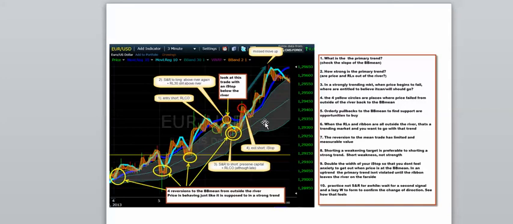Now if you look at the 4 yellow circles in places where price failed from outside of the river to go back to the Bollinger Band mean, you have here 2, 3, and 4. So 4 times out of 4, it did what it was supposed to do, and after each one of those, the upward trend continued, and so that leads us to the next point, number 5.